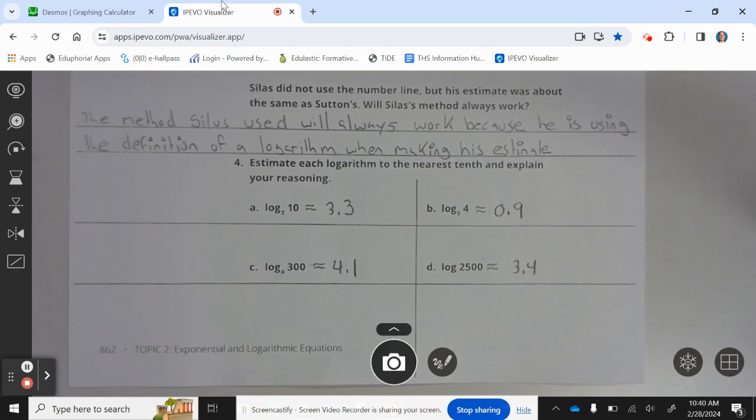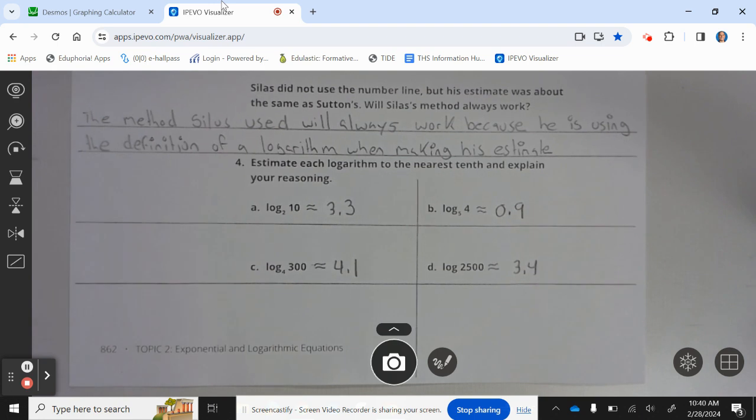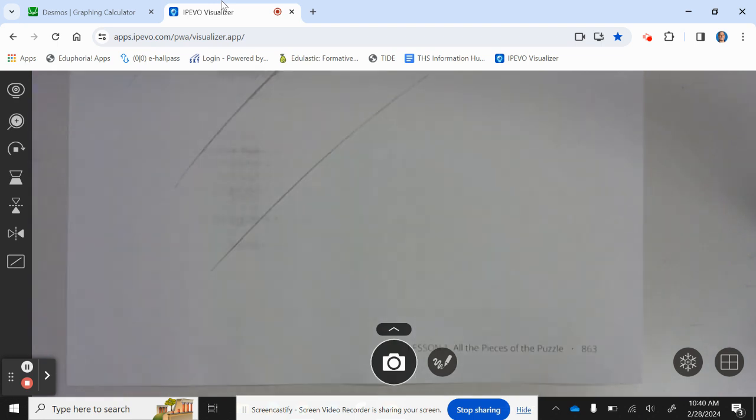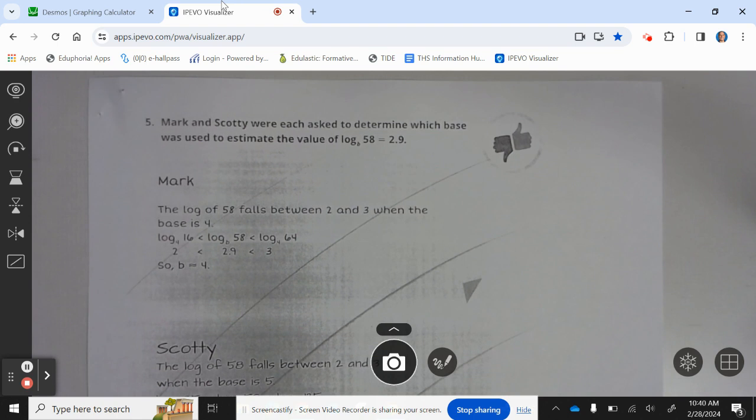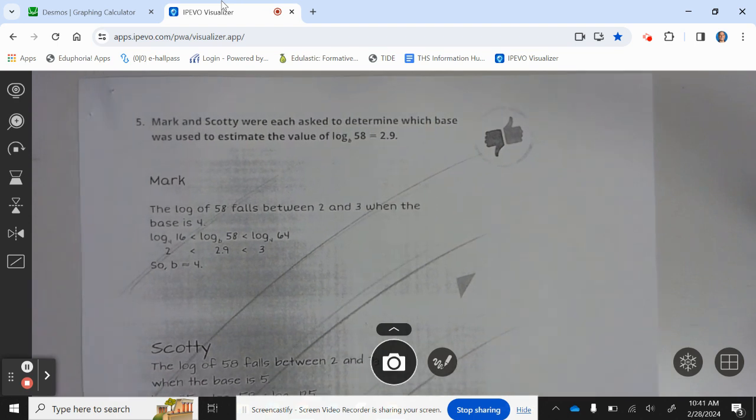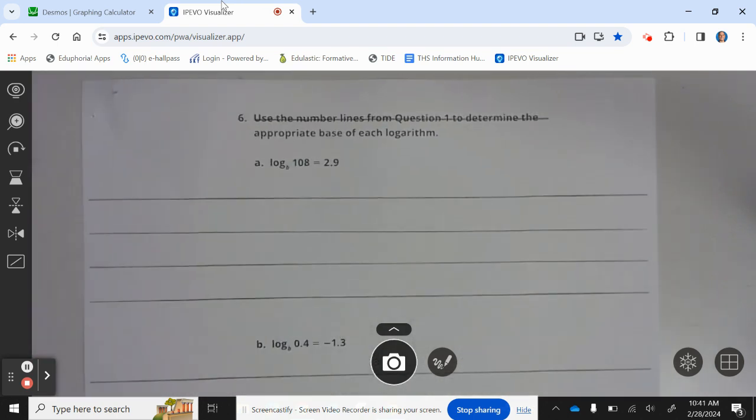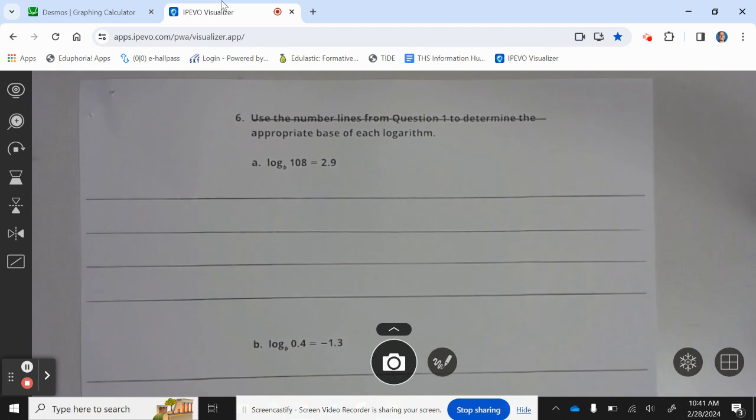All right, we're going to finish up 4A, B, C, and D. All right, let's take a look at the next page. Go ahead and mark out this page. 6. Approximate the base of each logarithm.